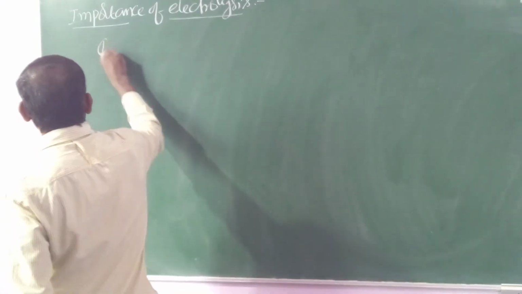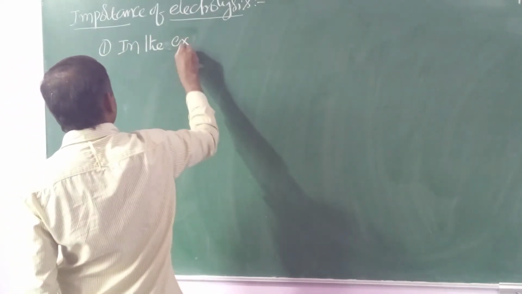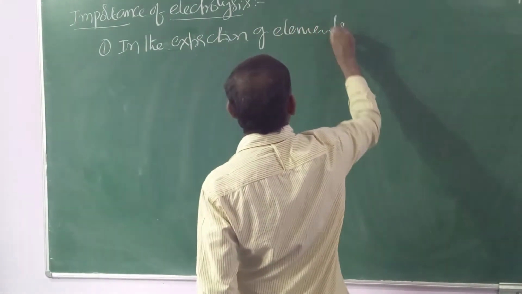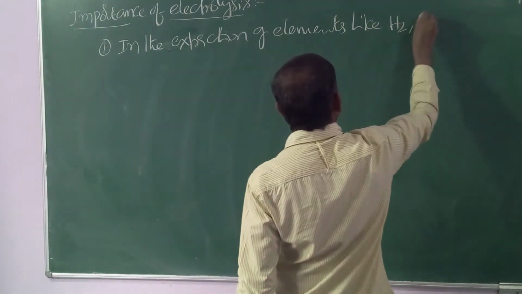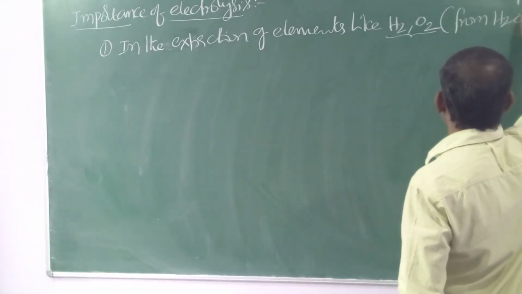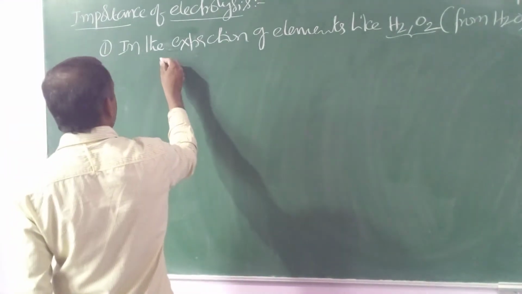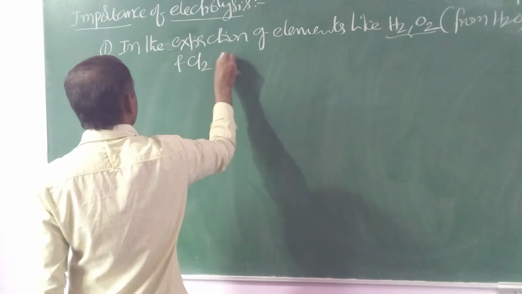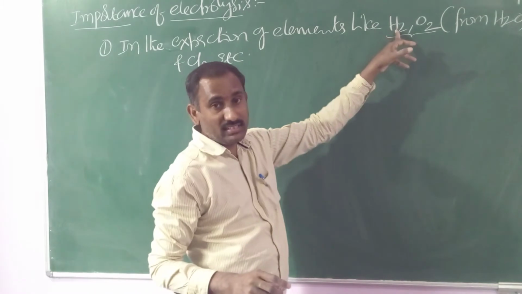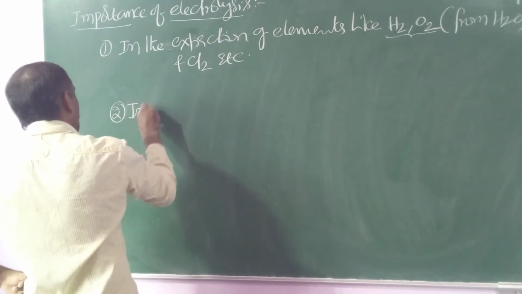In the extraction of elements like hydrogen, oxygen and chlorine, etc. Hydrogen and oxygen are from water. By the electrolysis of water, we get hydrogen and oxygen. Whenever water undergoes electrolysis, as already discussed, hydrogen gas is liberated at the cathode and oxygen gas at the anode.